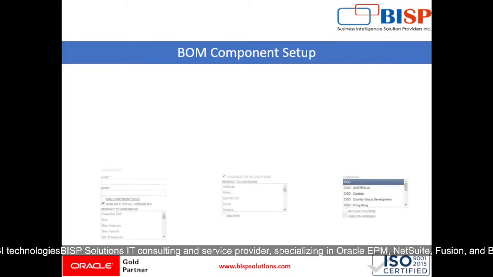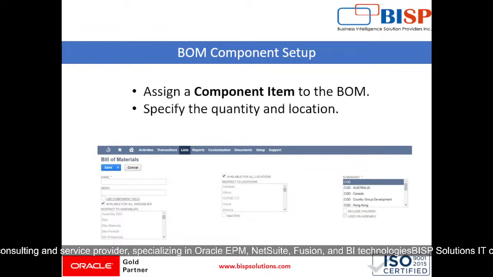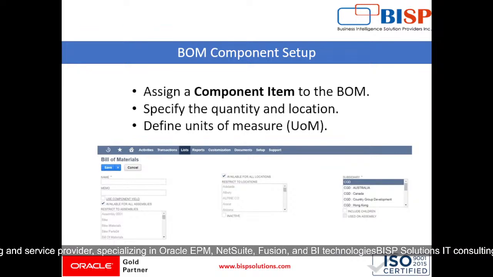After that, we have to click on the save option. This is how our bill of material will look like.